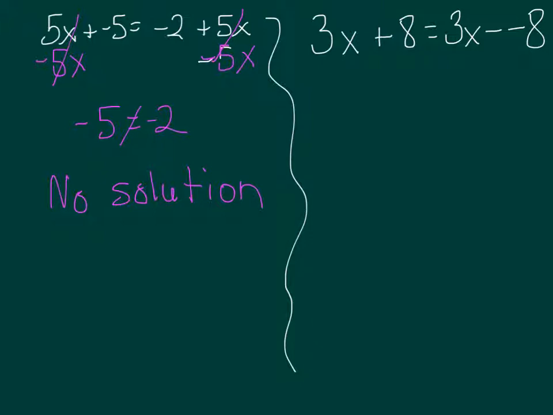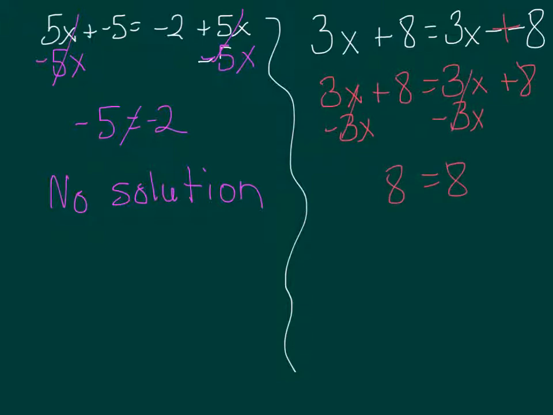For this example, we can change it to 3x plus 8 equals 3x plus 8 with a double negative. Now, if I go to move the variables again, same thing happens, they cancel, and you get 8 equals 8. However, this is a true statement. 8 does equal 8, always. No matter what x is, 8 will still equal 8. So when that happens, we say it's all real numbers.